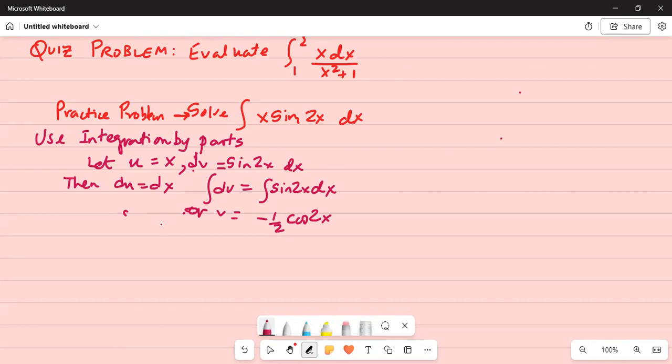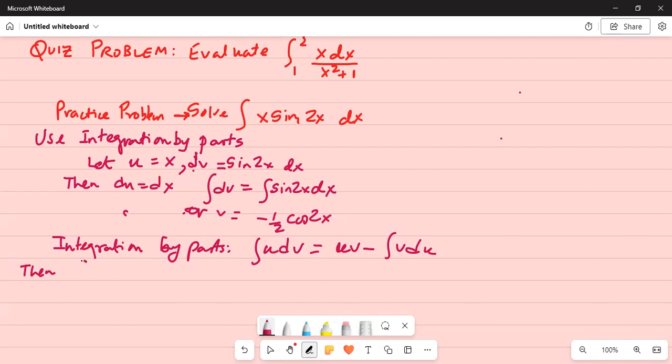Okay, so integration by parts is: integration of u dv is equal to uv minus integration of v du. This is the formula that we are going to use.